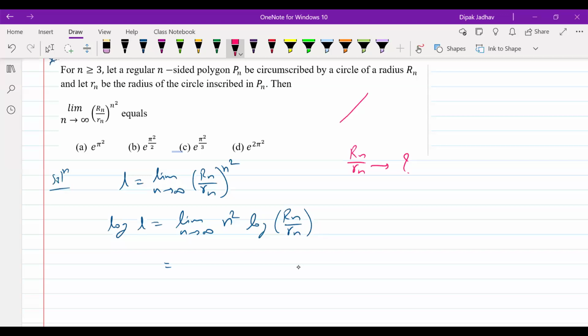For example, you take a triangle, n equal to 3. Then there is a circle which goes through all 3 vertices of this triangle. This is an equilateral triangle. We are considering regular n-sided polygons. So the radius of this outer circle is capital Rn. Is it okay? And there is another circle which touches all 3 sides of this triangle. Radius of this circle is small rn. In this case, it is R3.